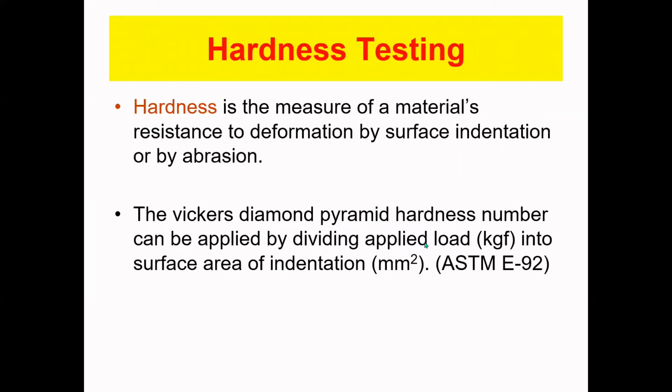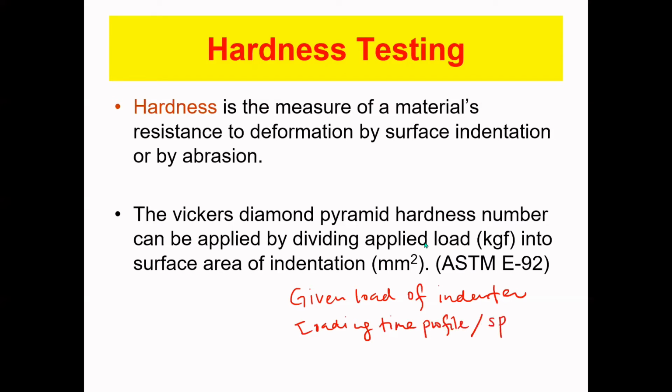The definition of hardness testing is a test to determine the resistance a material exhibits to permanent deformation by penetration of another harder material. However, hardness is not a fundamental property of material, like what I have mentioned before. And therefore, when we want to draw a conclusion out of a hardness test, we should always evaluate the quantitative value in relation to the given load of the indenter, a specific loading time profile and a specific load duration, and also a specific indenter geometry.